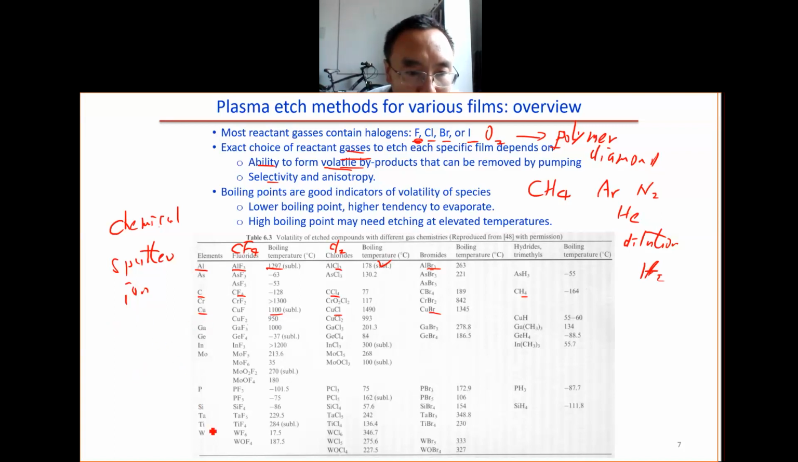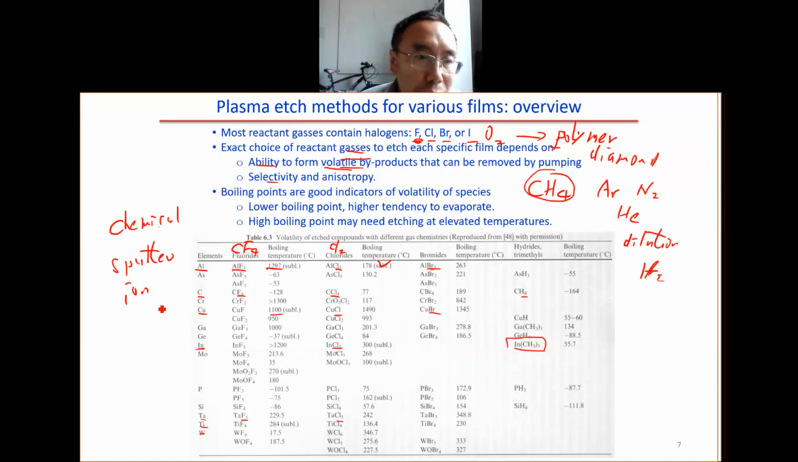Materials like titanium, tantalum, and tungsten can be etched away by fluorine gas and chlorine gas. For some other material like indium, indium can be etched away by chlorine gas, and it can also be etched away in the form of this one, methane gas. So methane gas can be used to etch away the indium.